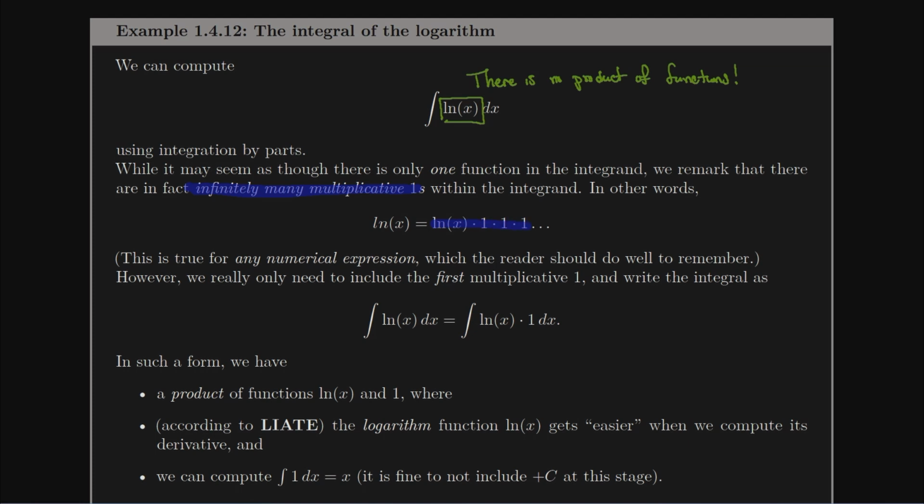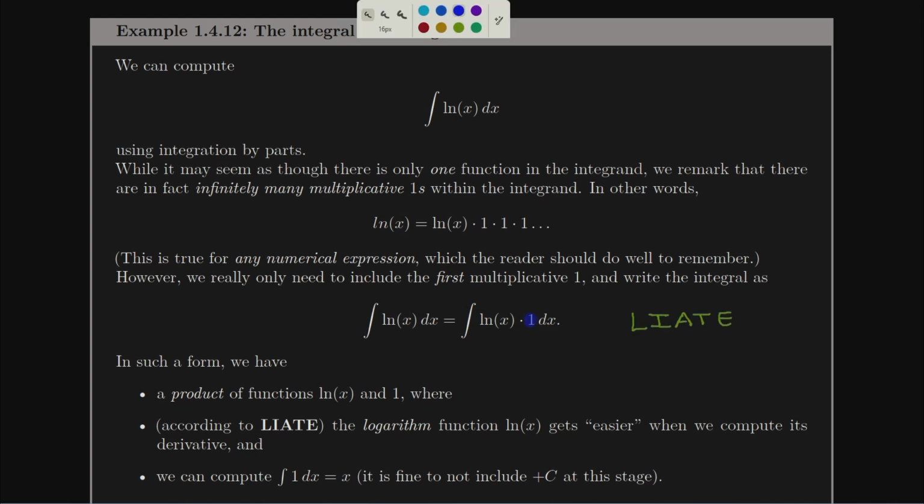And so this log, which is written as log x, is actually log x times 1 times 1 times 1. And once you even remark about a single product with a 1, it turns out there is a product of functions. It's been hiding in plain sight. It's the product of the log of x with the function 1. And the function 1, at least as far as LIATE is concerned, is a polynomial, right? I write down any constant. It's a 0-degree polynomial. So 1's algebraic.